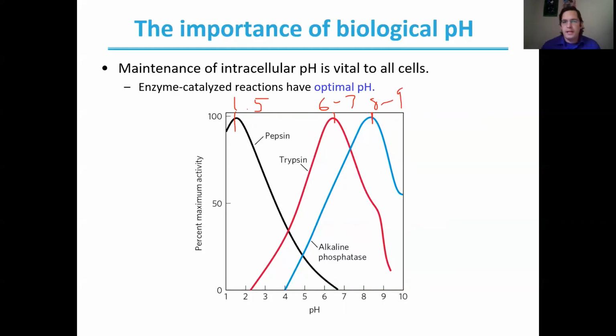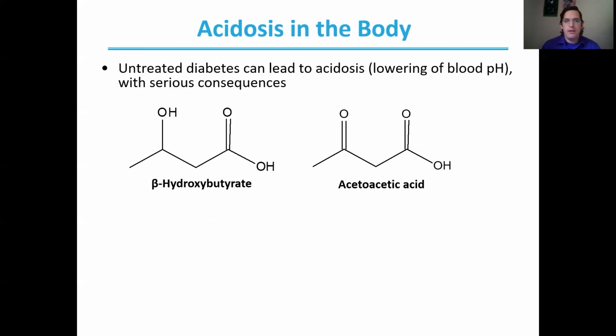And these optimal pHs also correspond to where these enzymes tend to be active, right? So pepsin is more active in the stomach, where it's strongly acidic. Alkaline phosphatase can be more active in the intestines, where it tends to be a little bit more basic, whereas of course the rest of our body tends to be in that kind of neutral pH range, right around pH 7. So changes in pH can be very damaging to the body.